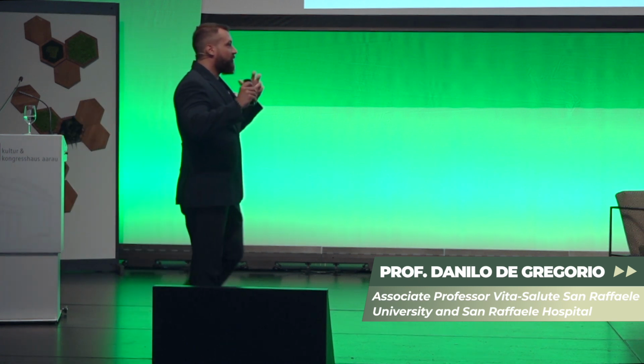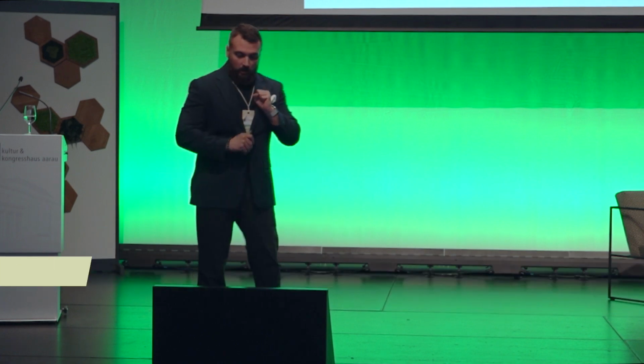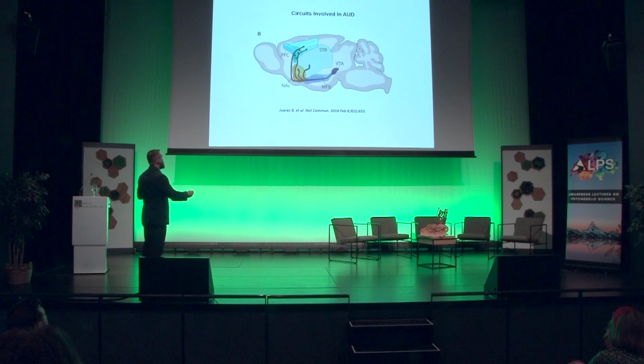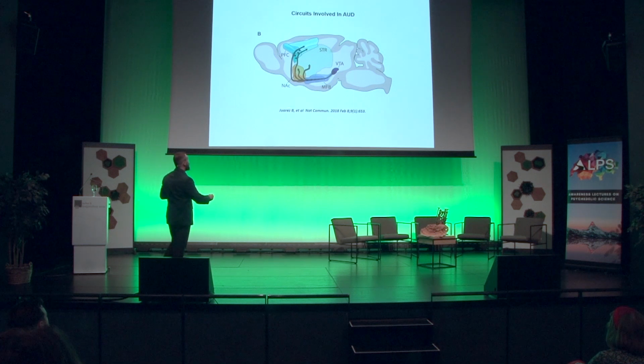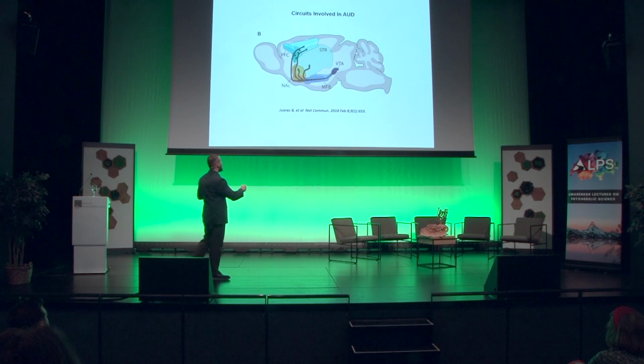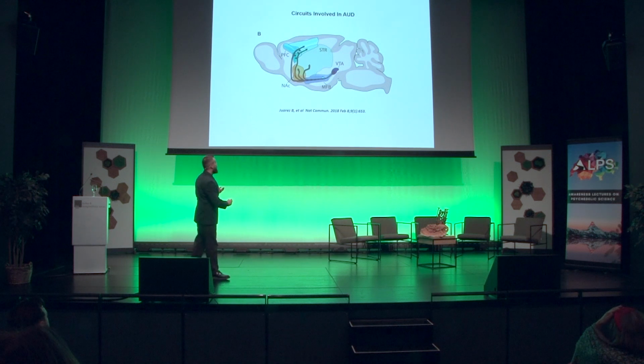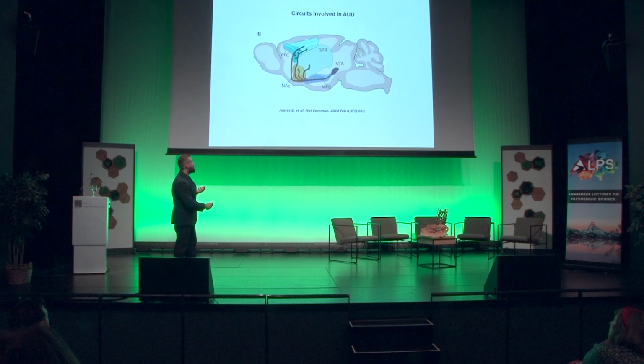So as I'm a circuit guy, when we talk about alcohol use disorder, what are the brain regions that are interconnected to each other and modulate the neurophysiology and the neurobiology of alcohol use disorder? So for sure, the ventral tegmental area that projects dopaminergic inputs to the nucleus accumbens, which in turn projects to the medial prefrontal cortex. But we also have some direct dopaminergic projections from the ventral tegmental area to the prefrontal cortex.